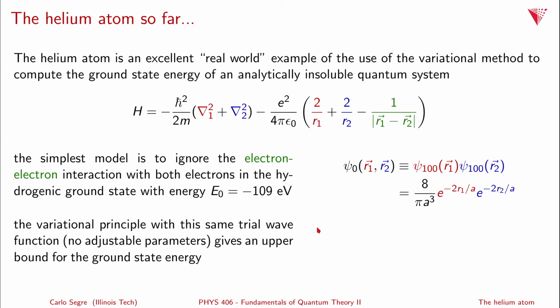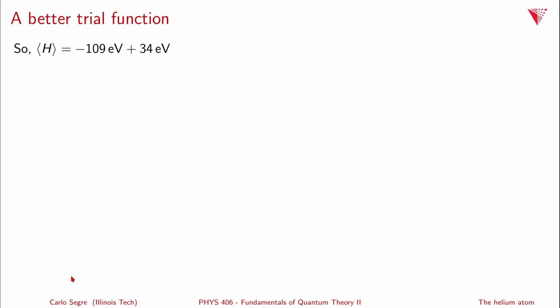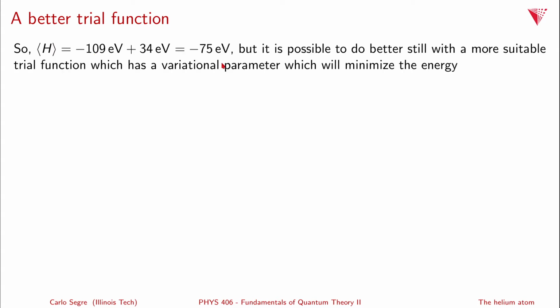When we did the problem including the electron-electron repulsion with this as our trial function in the variational method, we got an upper bound for the ground state energy, which was minus 109 plus 34, or minus 75 electron volts. So this is where we stand. We have an upper bound estimate of minus 75 electron volts, but you can still do better with a more suitable trial wave function. What was missing in the previous wave function was a variational parameter, something that we could adjust to minimize the energy. So that's what we're going to add now.